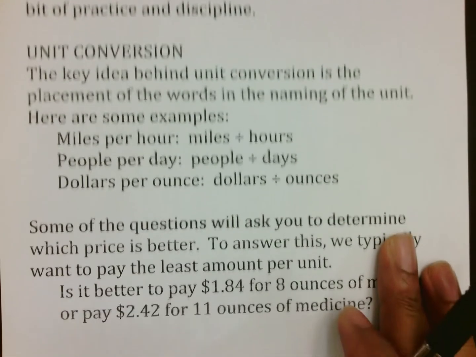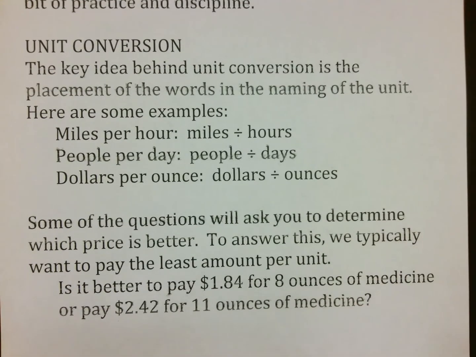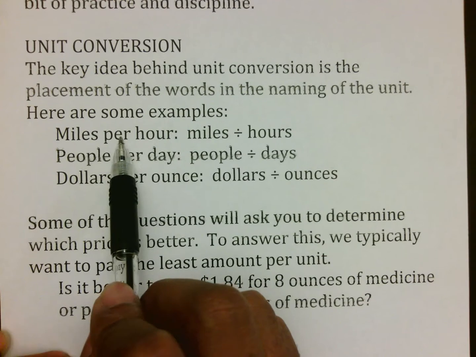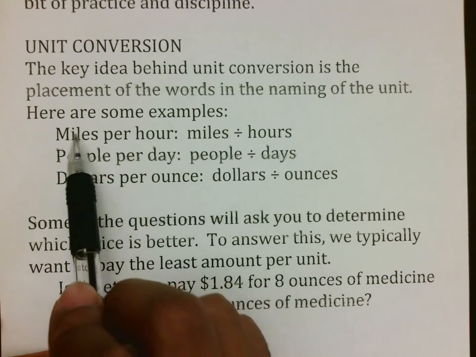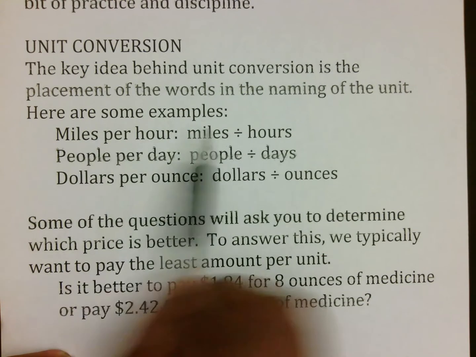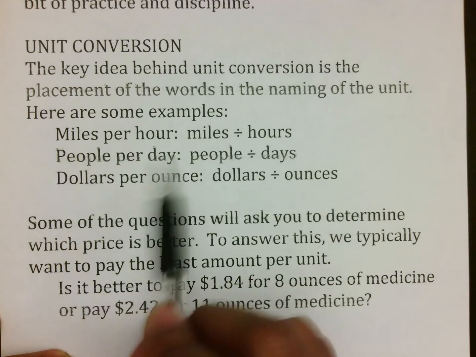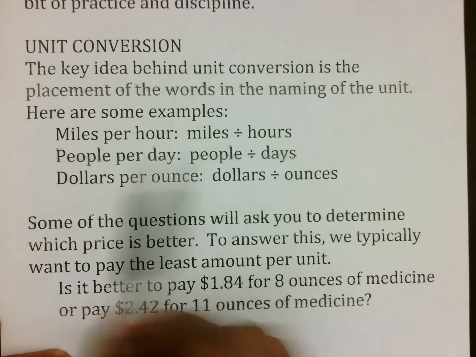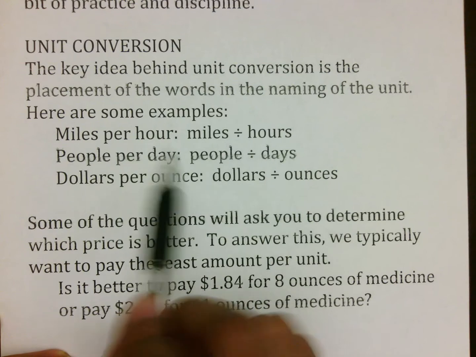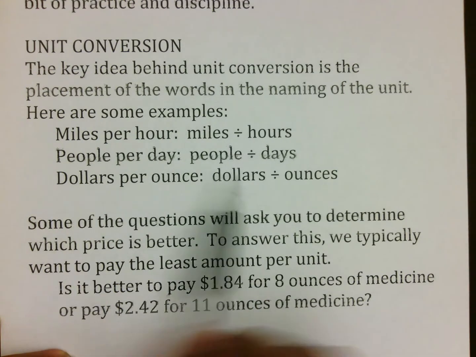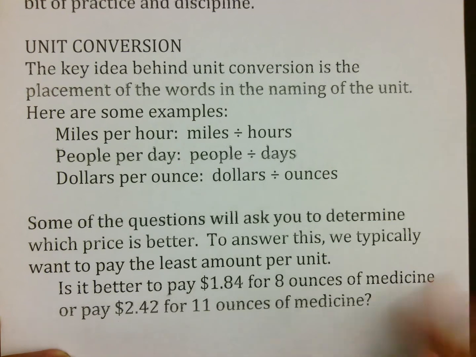Talking about unit conversion first, the key idea behind unit conversion is the placement of the words in the naming of the unit. For example, you've heard of miles per hour, and the word per in this idea typically means divide. So when you see miles per hour, you take your number of miles divided by your number of hours. If somebody said, what is the number of people per day? You take the number of people, per again means divided by your number of days. If they want to know dollars per ounce, you take the number of dollars, you divide by number of ounces.